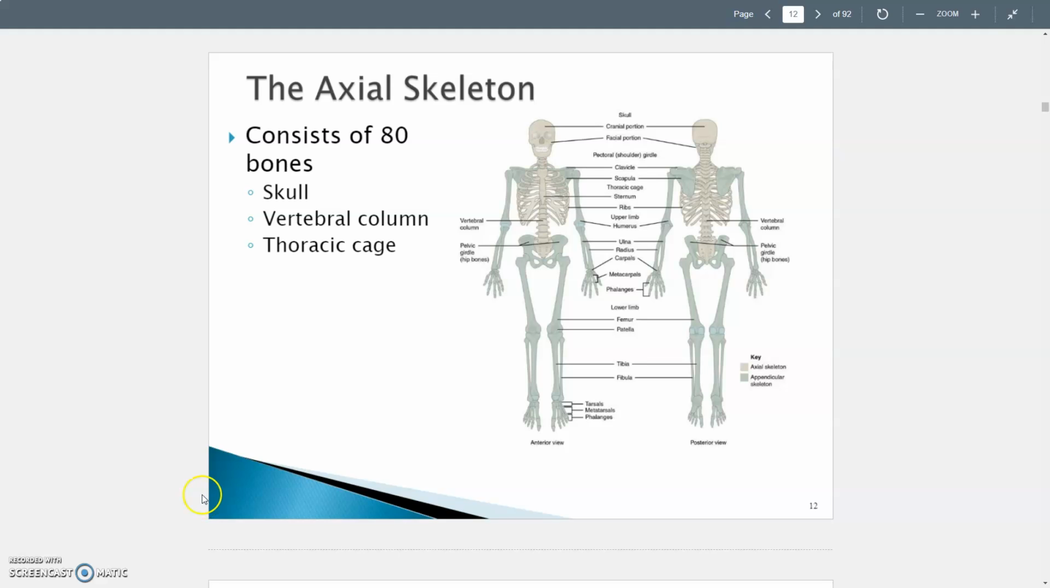Hello, today I'll be giving a presentation on Chapter 7, the axial skeleton. There are three sections that we'll be covering: the skull, the vertebral column, and the thoracic cage. In total, there are about 80 bones combined of the three sections. So the skull is primarily your head, the vertebral column is your spine, and the thoracic cage is like your rib area.